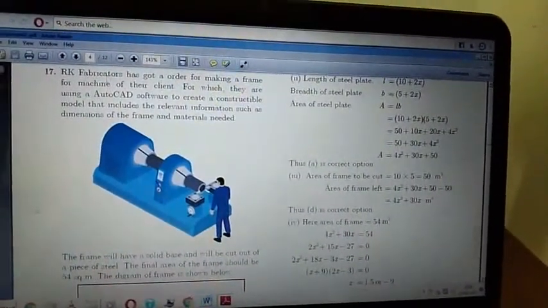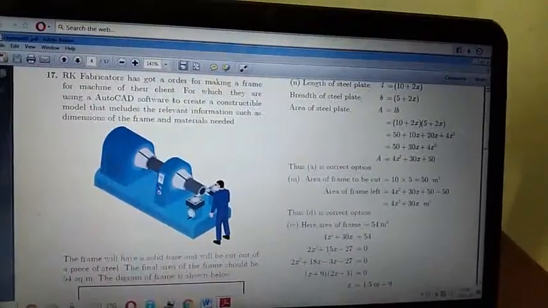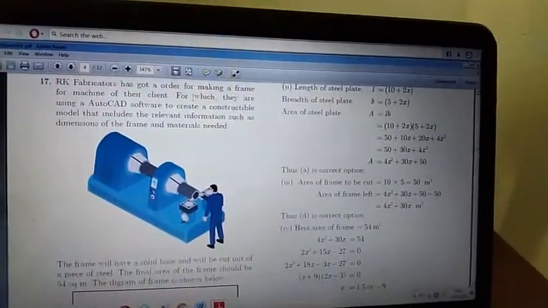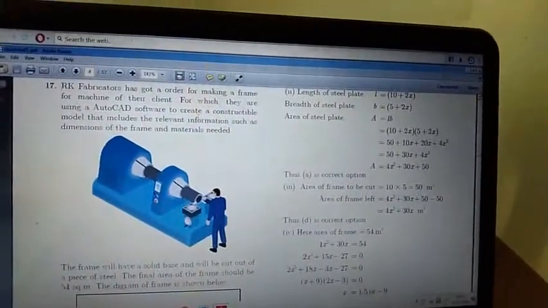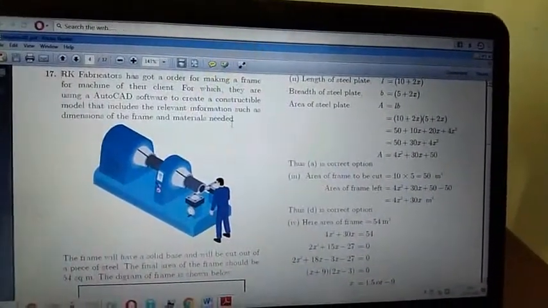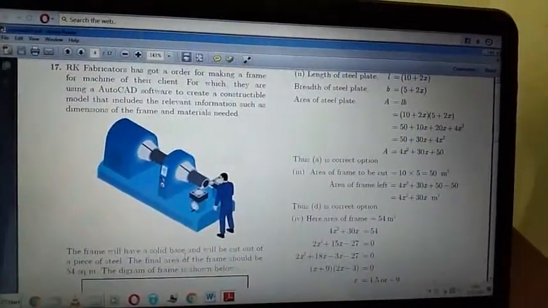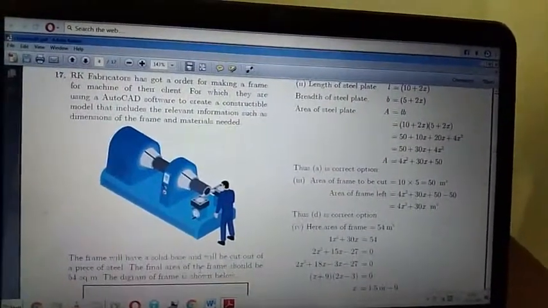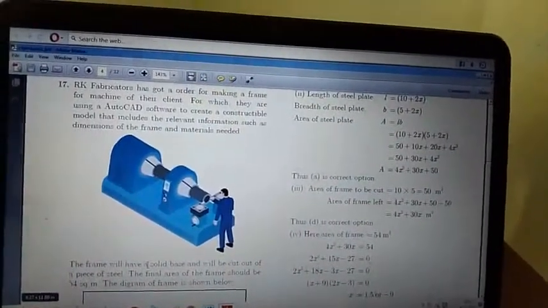RK Fabricators has got an order for making a frame for machines for their client. They are using AutoCAD software to create a constructible model that includes the relevant information such as dimensions of the frame and materials needed. The frame will have a solid base and will be cut out of a piece of steel. The final area of the frame should be 54 square meter. The diagram of the frame is shown below.